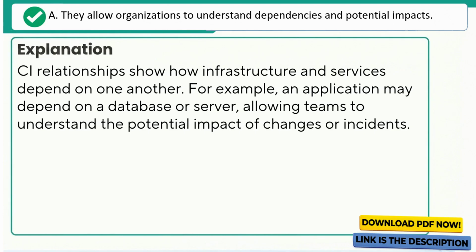Explanation. CI relationships show how infrastructure and services depend on one another. For example, an application may depend on a database or server, allowing teams to understand the potential impact of changes or incidents.